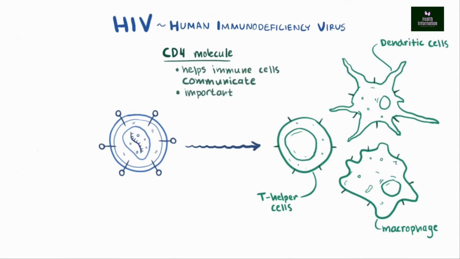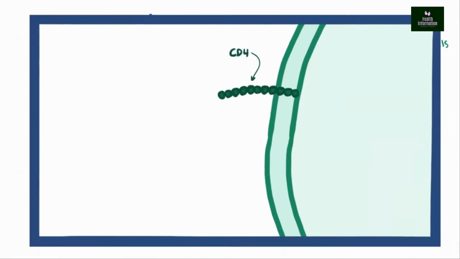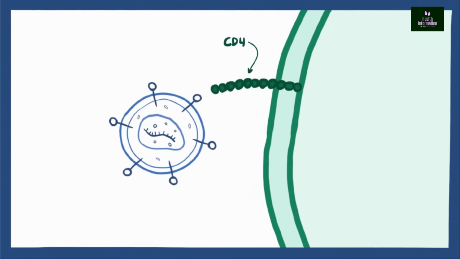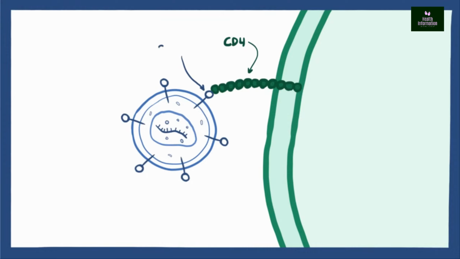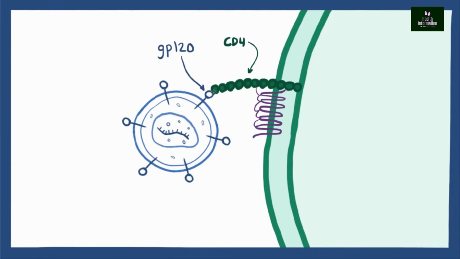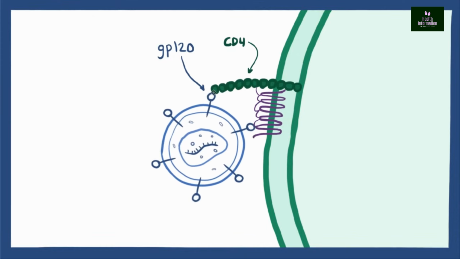So this little molecule is pretty important for our immune system, but it's also extremely important for HIV. HIV targets and attaches to the CD4 molecule via a protein called GP120, found on its envelope. HIV then again uses GP120 to attach to another receptor, called a co-receptor. HIV needs to bind to both the CD4 molecule and the co-receptor to get inside the cell.